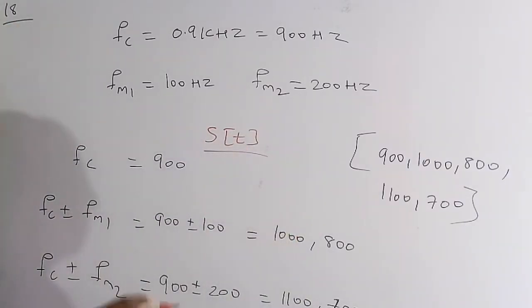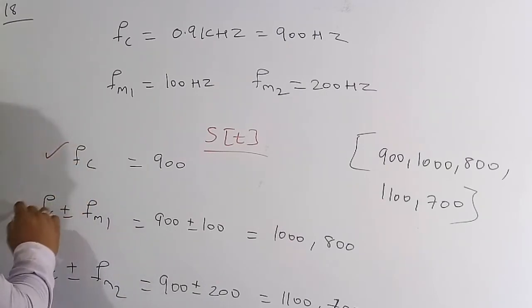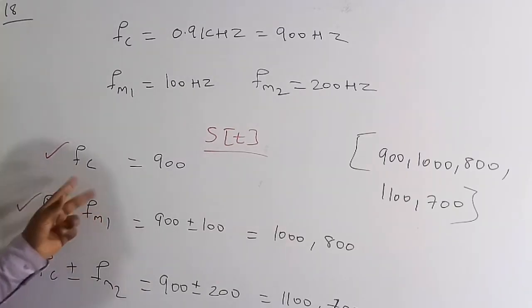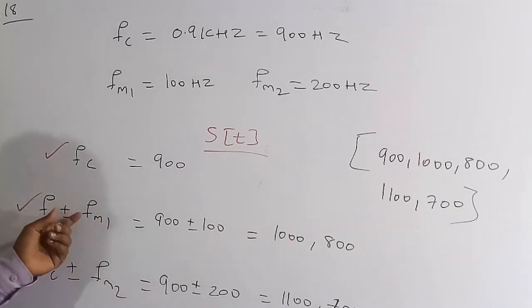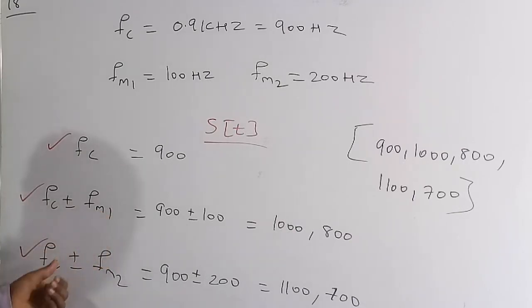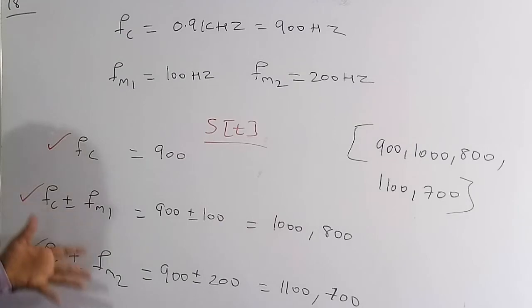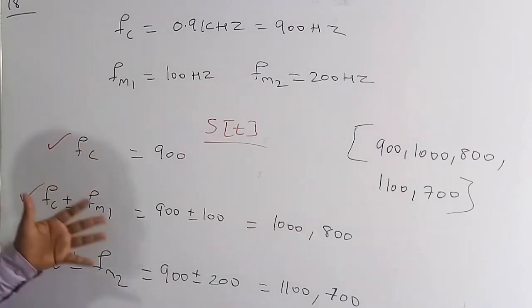Basically there will be fC, fC plus or minus fm1, and fC plus or minus fm2. So the carrier frequency term will be present, along with the carrier frequency plus or minus the first message signal frequency, and similarly fC plus or minus the second message signal frequency. These are the frequencies present in S(t). If there is another message signal, then it will be fC plus or minus fm3.